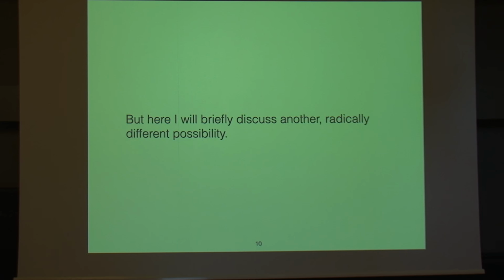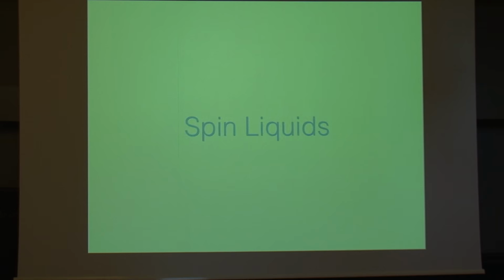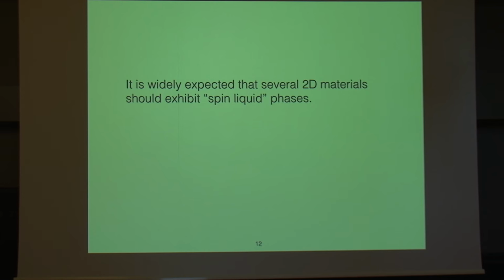But here I want to discuss another radically different possibility. And this is a different class of materials that are 2+1 dimensional, called spin liquids. So it's widely expected, on the basis of numerical work and theoretical analysis, that several two-dimensional materials should exhibit spin-liquid phases.